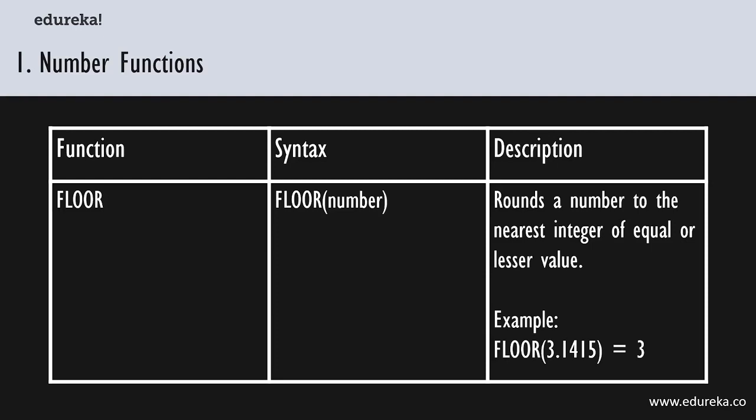Next, you have floor. Now, this is kind of the counterpart of the ceiling function, where it rounds a number to the nearest integer of the lesser value. So, like in ceiling, if I had to put in 3.1415, it would give me a 4. A floor, on the other hand, would give me a 3.